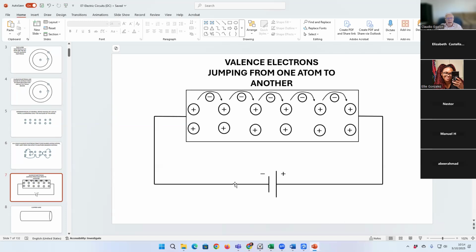And now keep that in mind. You have this metal bar, and I connect one end of the metal bar to the negative terminal of the battery and the other end of the metal bar to the positive terminal of the battery. What's going to happen here? The positive terminal of the battery is going to attract the negative charges of the metal. Make sense? And those electrons that are attracted are the valence electrons, which keep on jumping from one atom to another one. That's the picture that you must have.